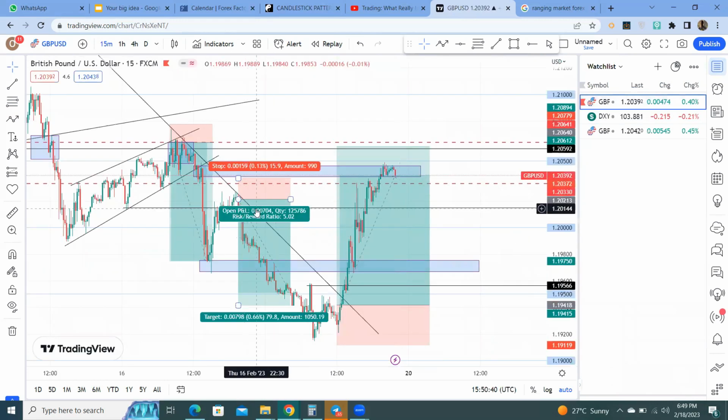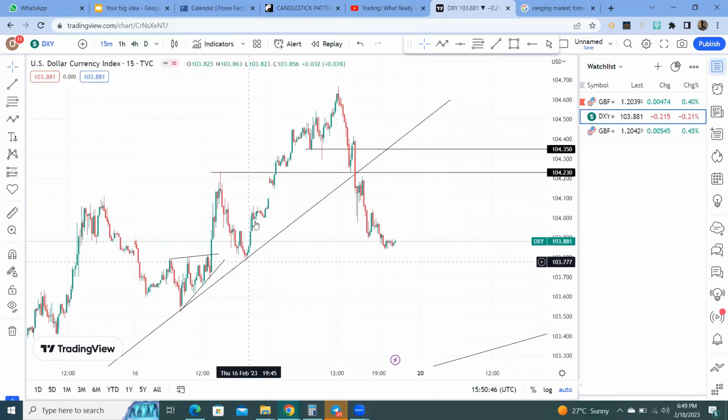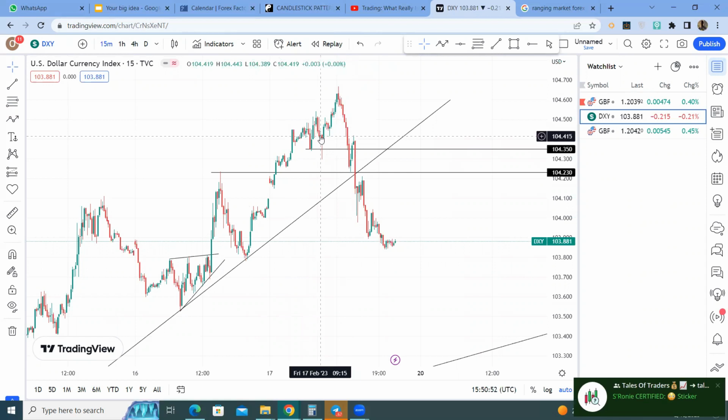When I analyzed from this area here, the DXY was giving me action of a third touch of a trend line. This was the touch. That's why I sold GBPUSD, because the dollar was buying. So what happened? I saw the DXY, guys.